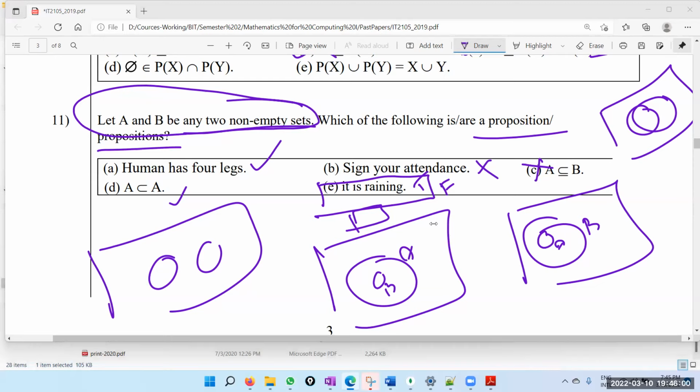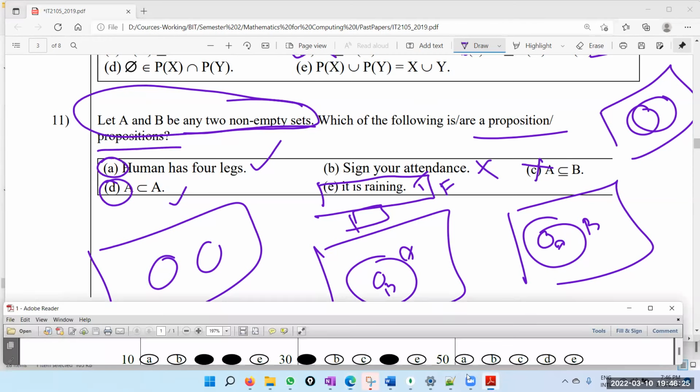Similar to x plus 1 equal to something. When x equals 1, it is true. When x is something like 3, it is false. So I will not go for this, but the examiner might go for this, because it's a debatable answer. Therefore, I will go for only A and D. Okay, let's double check the answer.